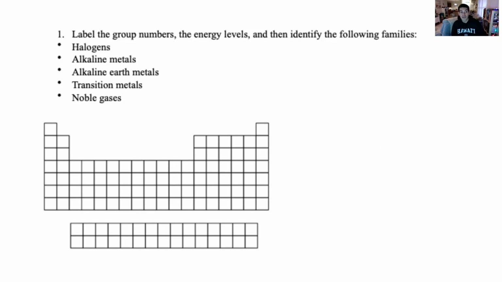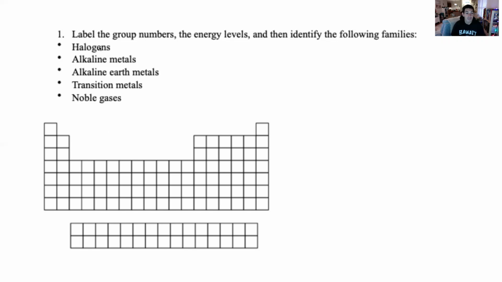All right, so this first question, we want to label the group numbers, the energy levels, and then identify the following families. So the group numbers from left to right, it should be 1, 2, this section 3, 4, 5, 6, 7, 8, 9, 10, 11, 12. You should get 3 through 12 in the middle. 13, 14, 15, 16, 17, and 18. All right, the energy levels, it's on the left side. It's the rows 1, 2, 3, 4, 5, 6, 7. These two bottom rows are extensions of row 6 and 7.